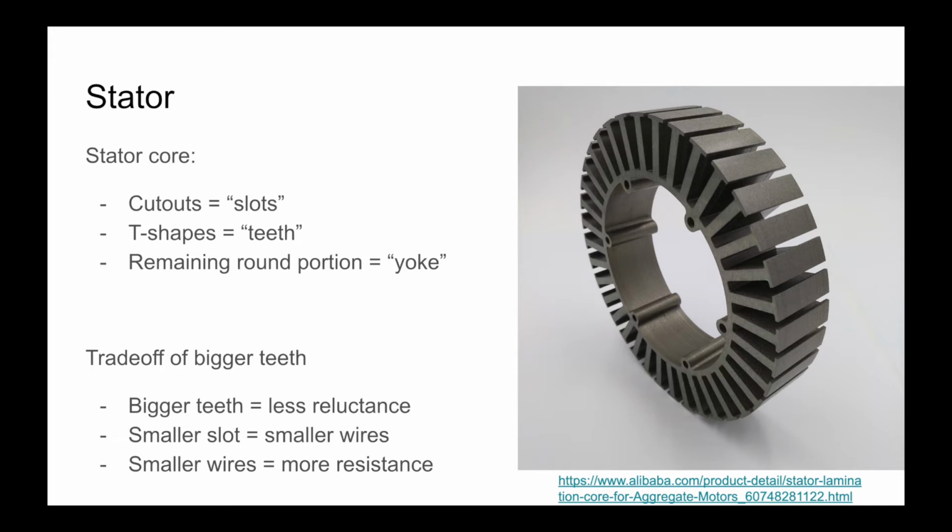We discussed earlier the ideas of reluctance and resistance, and right away we can see a major trade-off when designing the stator. If we have bigger teeth, we will have more cross-section in each one, and thus have less reluctance. At the same time, larger teeth require smaller slots, meaning that only smaller wires will fit. Smaller wires have less cross-sectional area and thus have more resistance. We'll keep coming back to this idea throughout the rest of this talk.